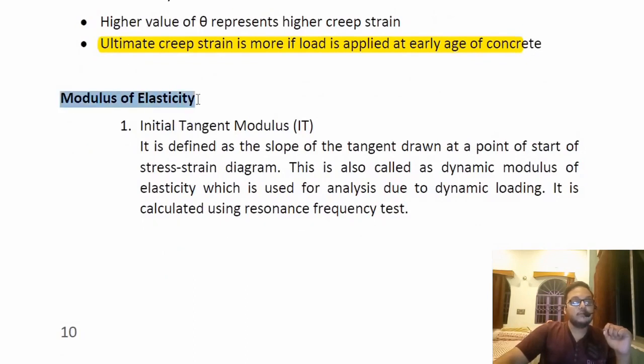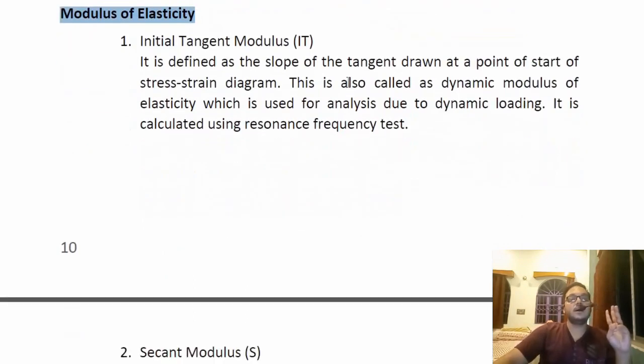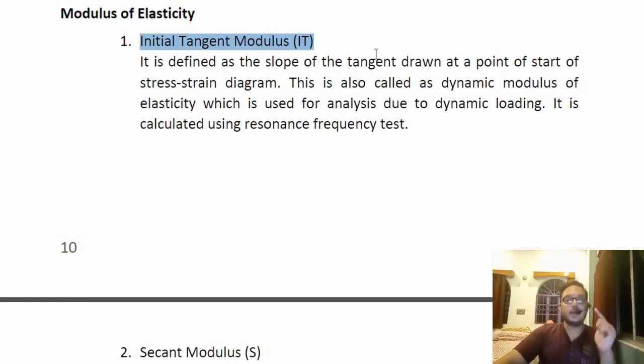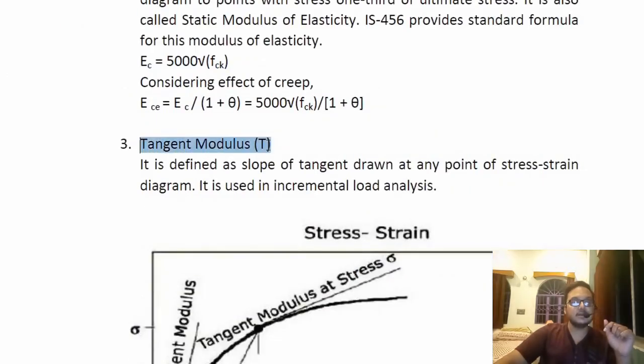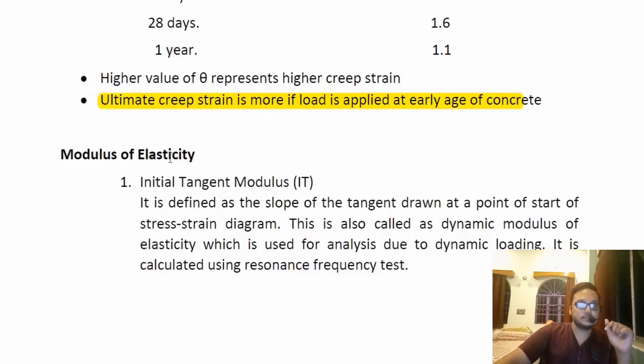So for the modulus of elasticity, we actually have three types. First is the initial tangent modulus, which happens initially. Next is the second modulus, and finally the tangent modulus.